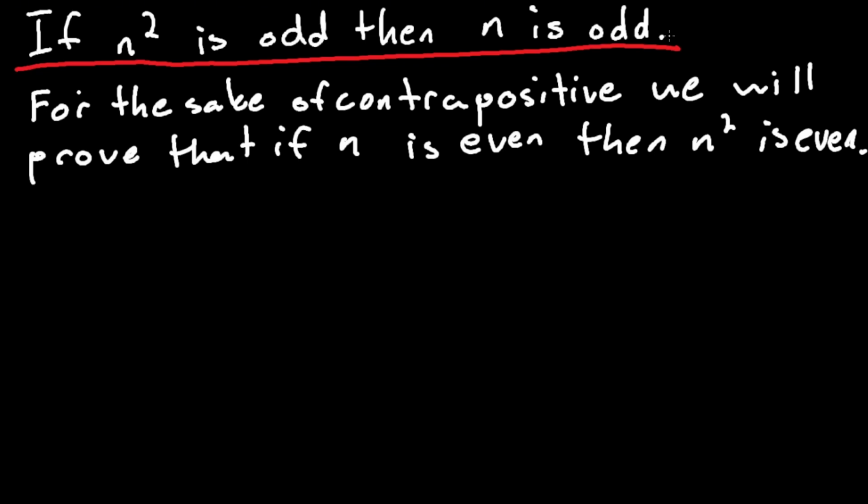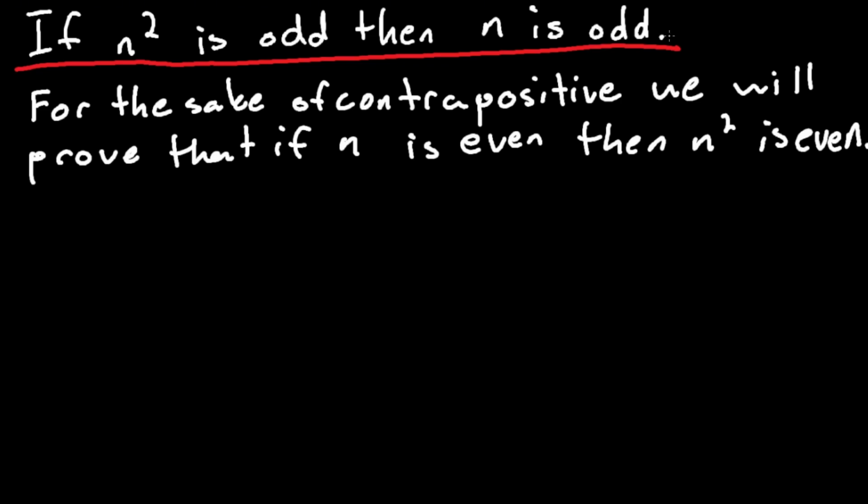And so look at this. For the sake of contrapositive, we will prove that if n is even, then n squared is even. You don't necessarily have to write down for the sake of contrapositive. That's completely up to you or up to your course. My professor likes it when we do that. I don't think they'll take off points for it, but do as you wish.